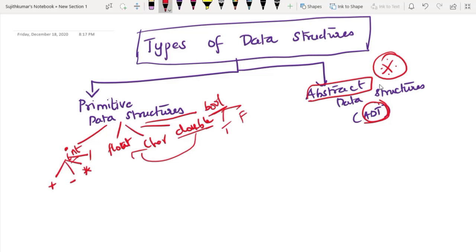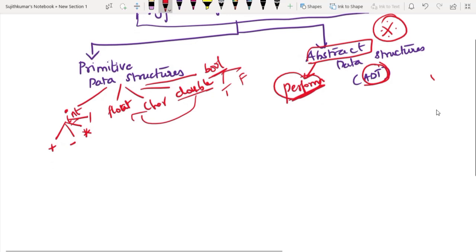You can actually perform it without knowing what is inside. That's an example for abstraction. You can perform certain operations without knowing how the operations are performed. That is a very good concept, right? So abstract data structures can also be said to be a non-primitive type.